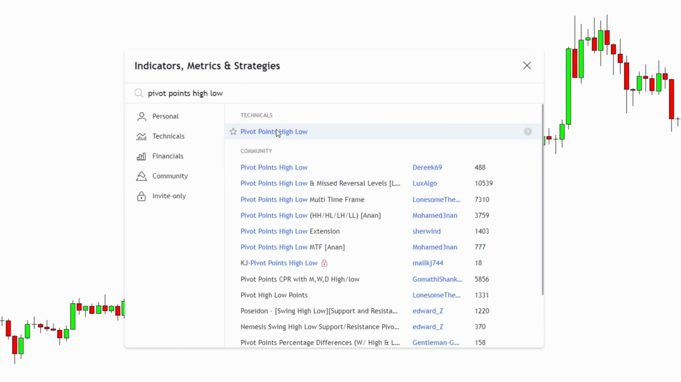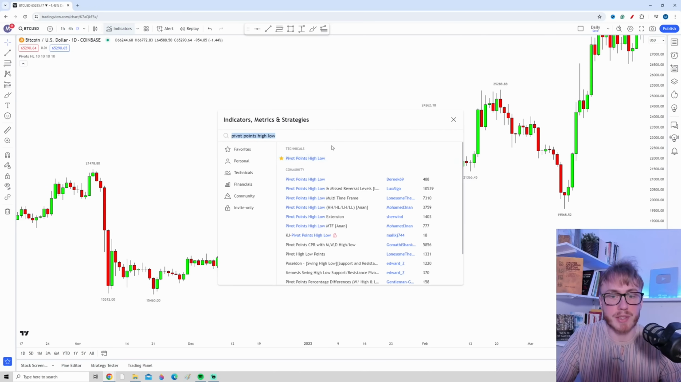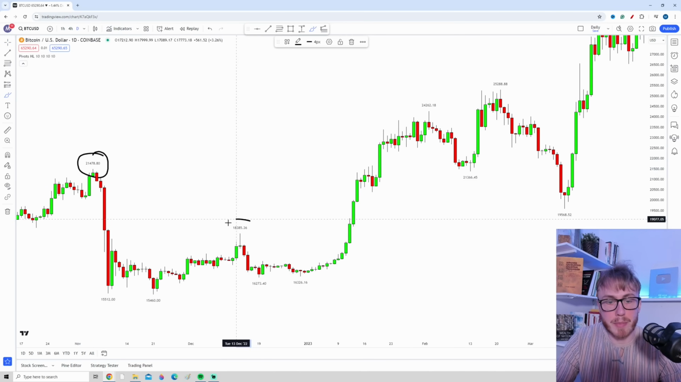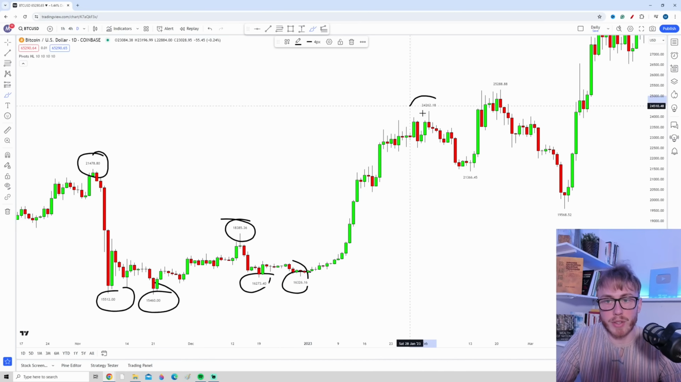And as you guys can see, we have multiple different pivot points, high and low indicators to choose between. But the one I prefer, and this one is often the most straightforward one, is this one at the top, simply called pivot points, high and low. So let's open this one up. And now, as you can see, multiple different high and low points have appeared here on the chart.